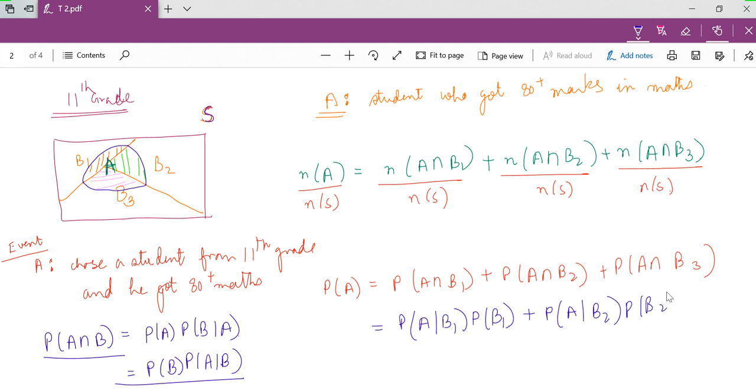And do you understand why I am taking B1, B2, B3 in terms of that? Because I am already aware of the information about that section, because that teacher will be well aware of the information about that section. So that information will be easy to get.